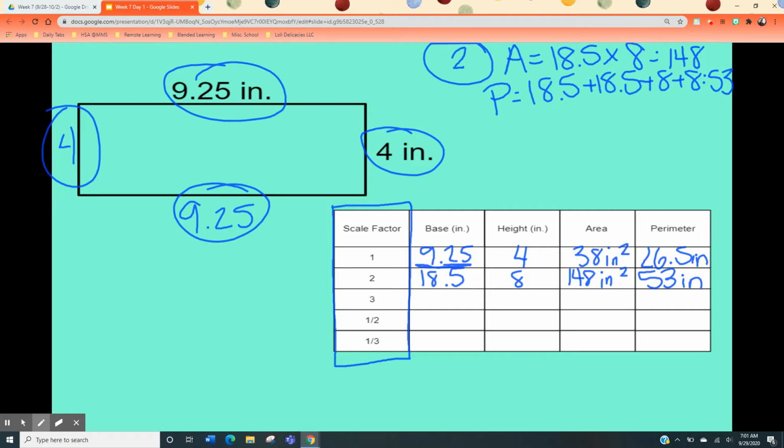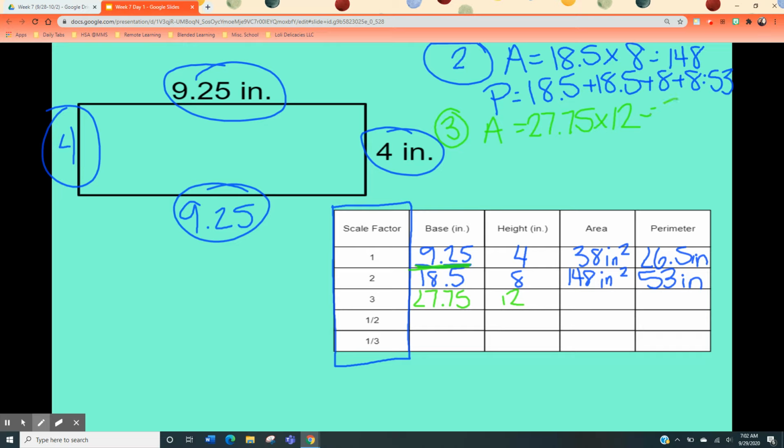So now let's check out a scale factor of 3. I'm going to change the color for this one. So scale factor of 3. Again, I'm going to take my original base and multiply it by 3. So it gives me 27.75. And then 4 times 3 gives me 12. I'm going to do the same thing for my area. I'm going to take 27.75 times 12 to get my new area.